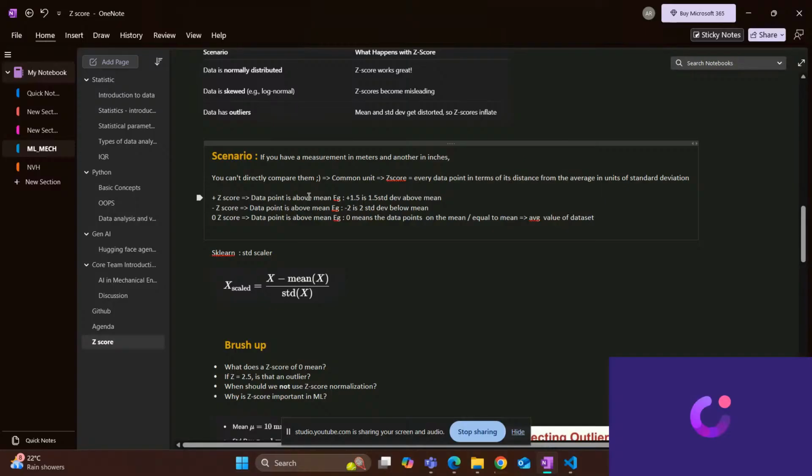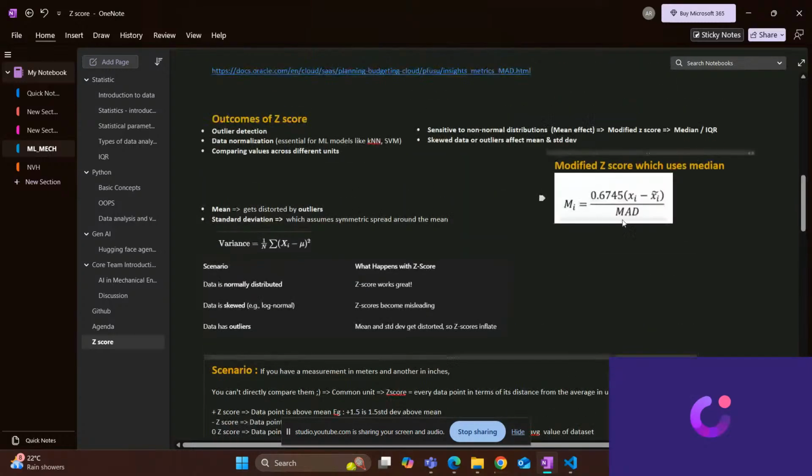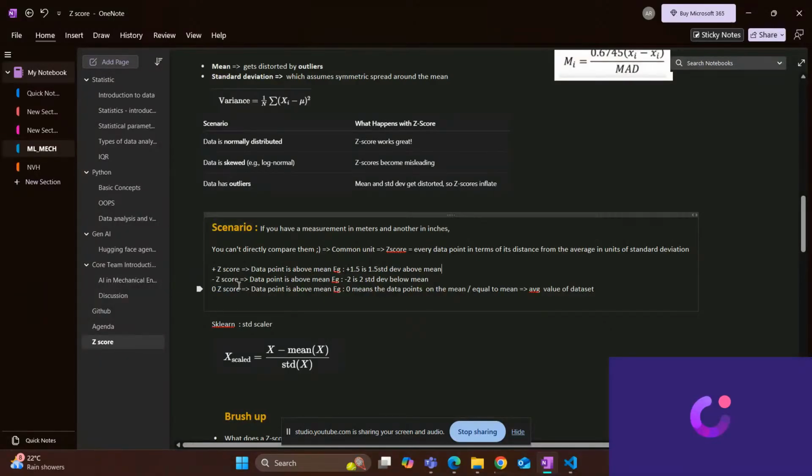Suppose in that example, where we say Z score is positive 1.5, it means that it's 1.5 times the standard sigma value above the mean value, above the mean level. Similarly for negative and zero. So when we say it is zero Z score or nearby to the zero Z score, it means most of the data points are almost near to the average value, that is the mean value of the data set.